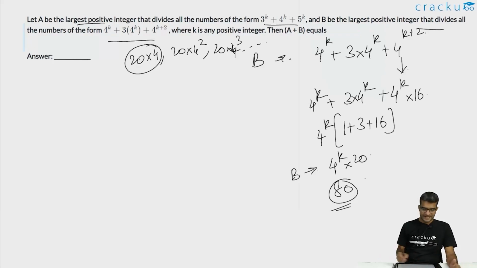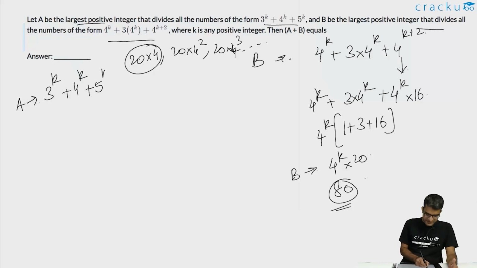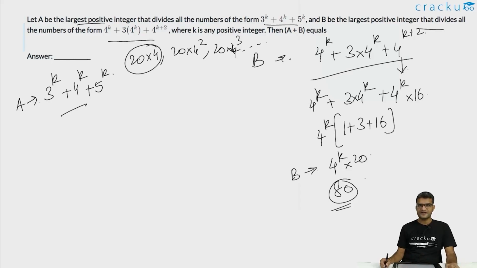If you are looking at a, it is the HCF, or the highest common factor, of all the numbers which are of the form 3 to the power k plus 4 to the power k plus 5 to the power k. In case of a, we can't really factorize or simplify this given expression. In case of b, this sum could be easily factorized, and we can simplify it to the form 20 into 4 to the power k. So what we will do for a is, we will substitute the value of k to be equal to 1, calculate the value of the sum, then we will put k to be equal to 2, calculate the value of that sum, then we will see if we can find out a HCF.